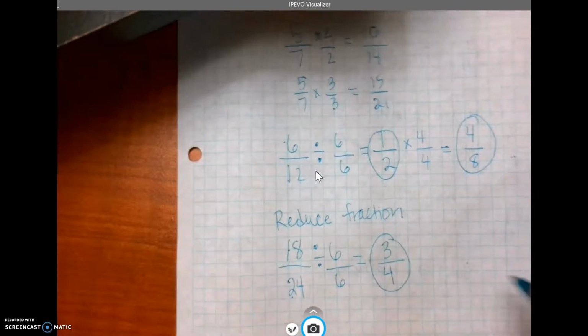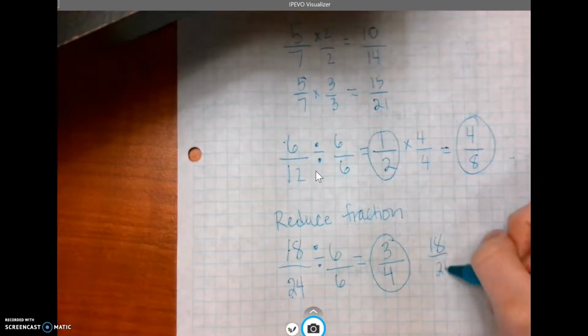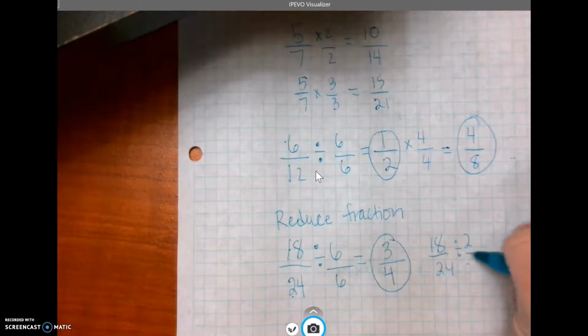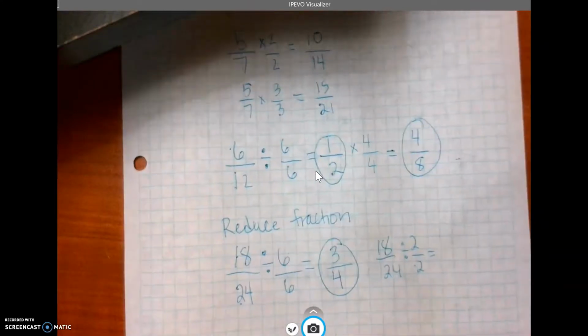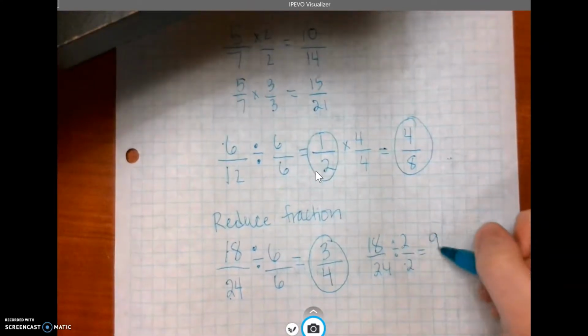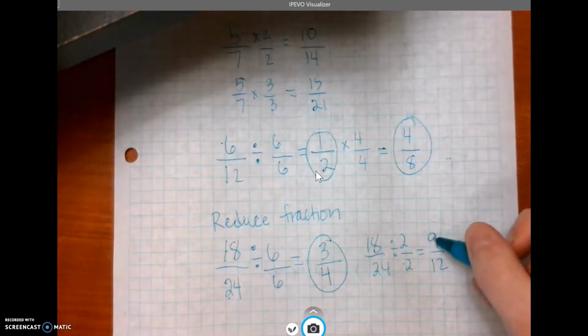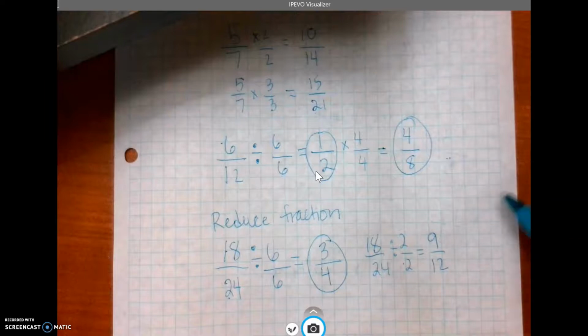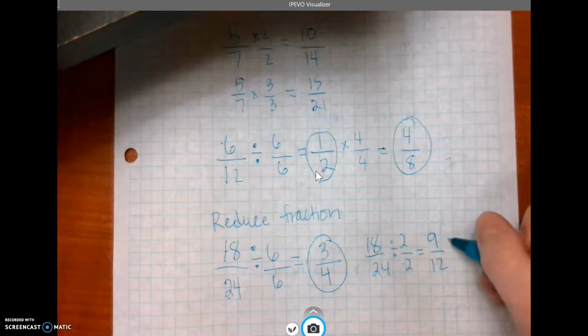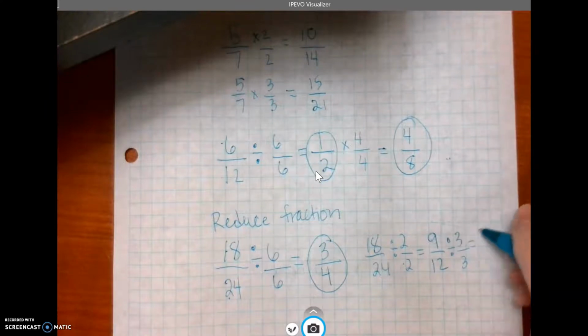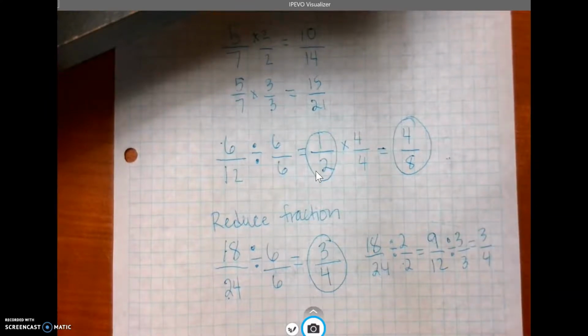If you did it the other way, and started off by dividing by 2, you'd just have more steps. That would be 9/12, and then 9 and 12 don't divide by 2, because 9 isn't even, but these both divide by 3. And that would be 3. And that would be 4. So it's the same answer, it's just more steps.